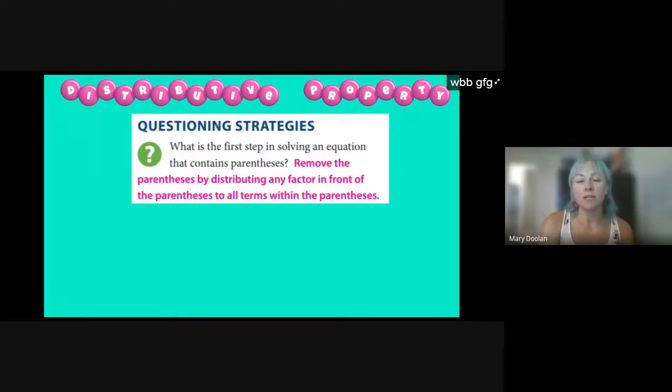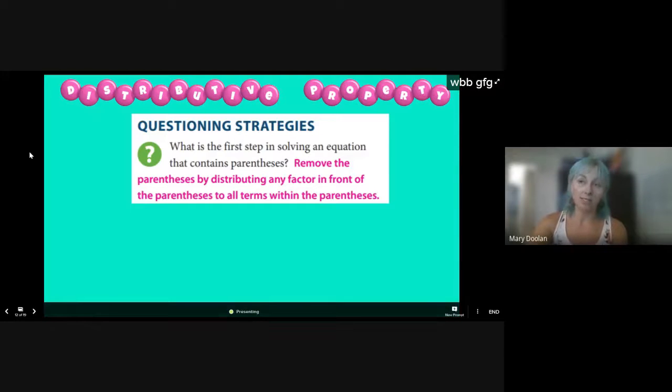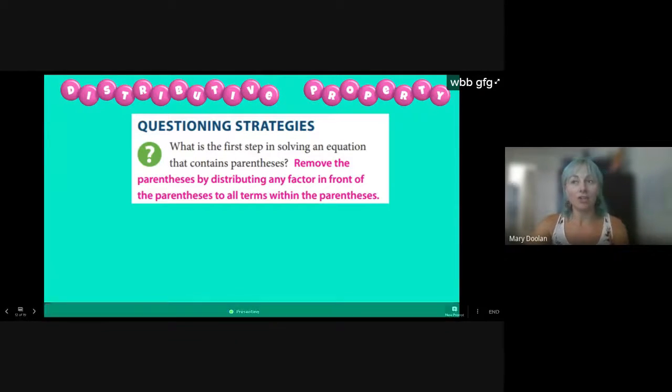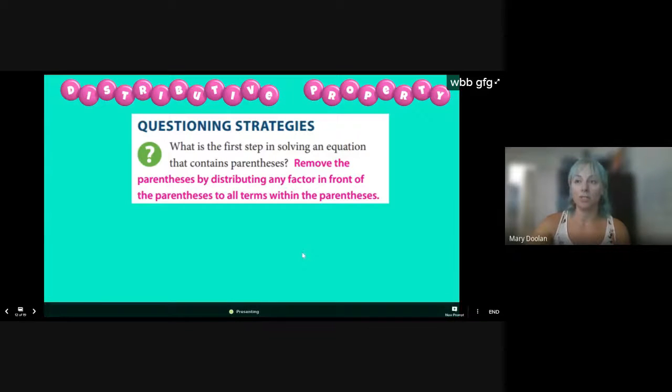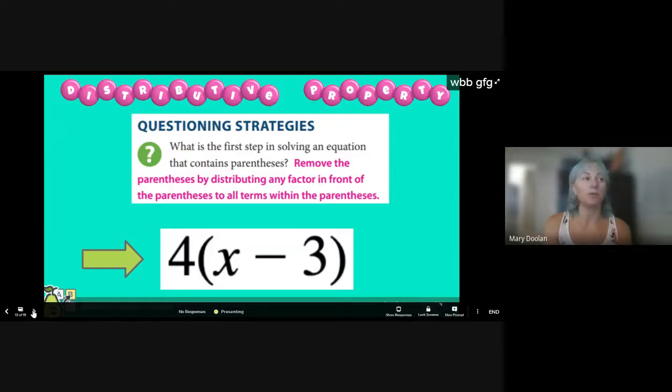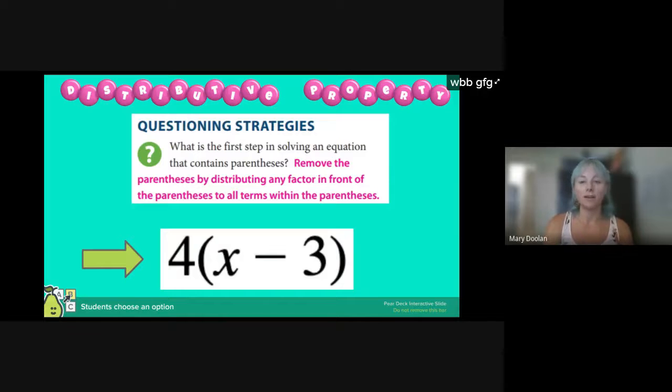So the first step in solving an equation, if there are parentheses in that equation, is to remove the parentheses by distributing any factor in front of the parentheses to all terms within the parentheses. So for example, 4 times the quantity of x minus 3. Go ahead and distribute that. What's the correct answer? Pick one. You have 5 choices this time. I distribute 4, which is the factor in front of the parentheses that's being multiplied with everything inside of the parentheses. And in there I have x minus 3. What does that simplify to after I distribute?